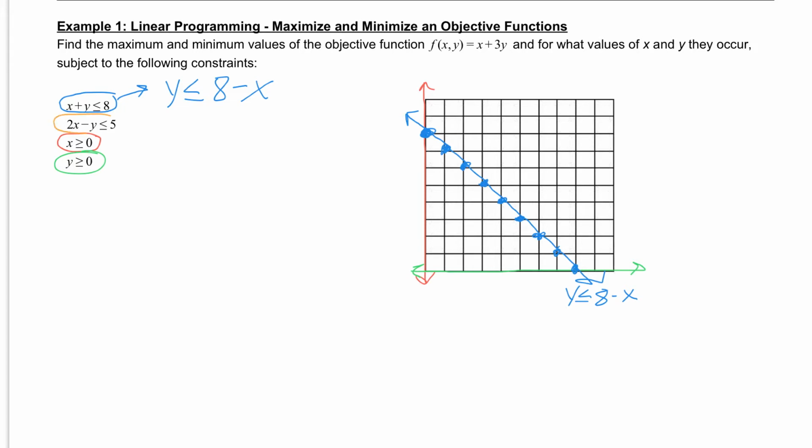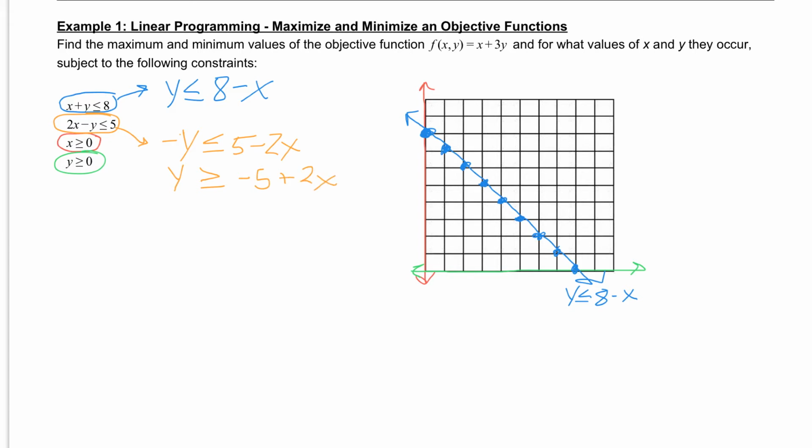So this one is 2x minus y is less than or equal to 5. If I solve this one, first thing I would do is subtract the 2x. So I get negative y is less than or equal to 5 minus 2x. And then I have to divide everything by a -1. When I divide everything by that -1, my inequality sign is going to flip. So I'm going to get y is greater than or equal to -5 plus 2x.